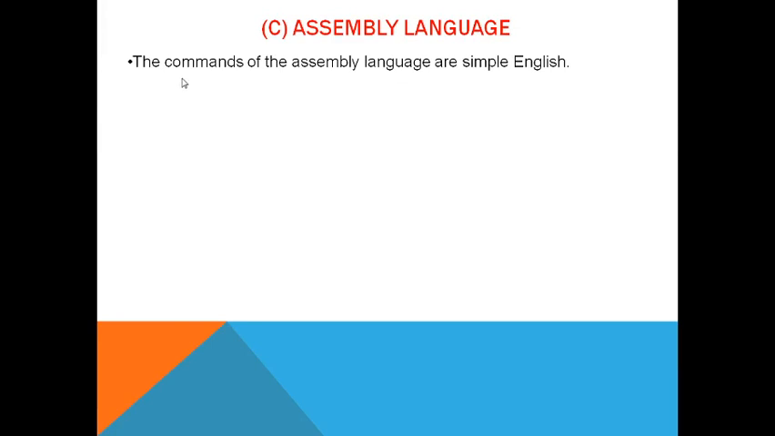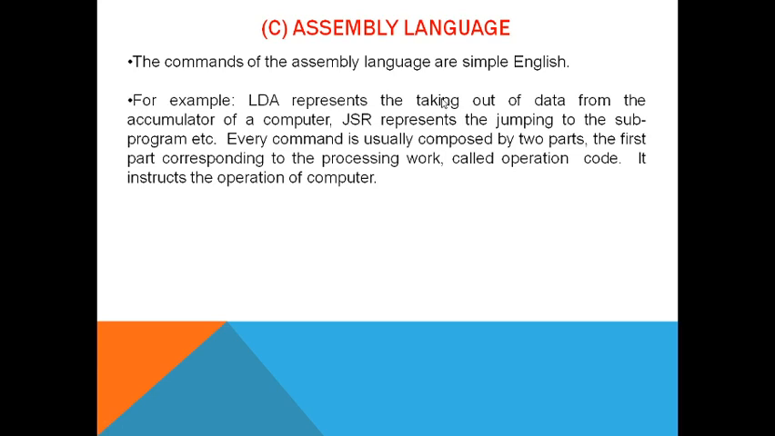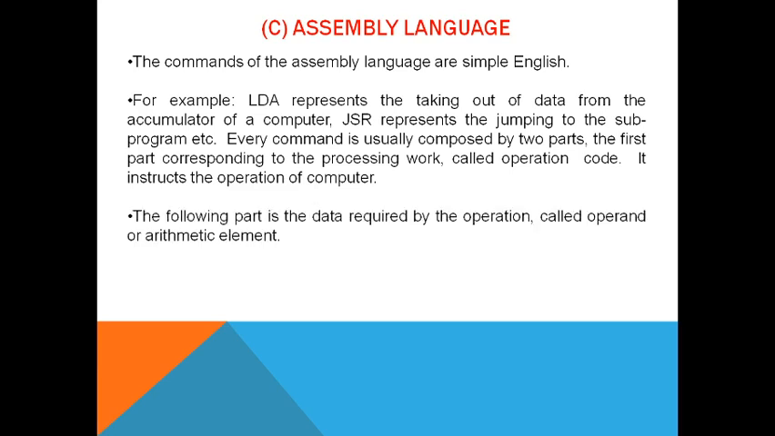Here the commands of the assembly language are simple English. For example, if we take LDA, it represents loading data into the accumulator of a computer, and JSR represents jumping to the subprogram. Every command is usually composed of two parts. The first part corresponds to the processing work, called the operation code. It instructs the operation of the computer. The following part is the data required by the operation, called the operand.